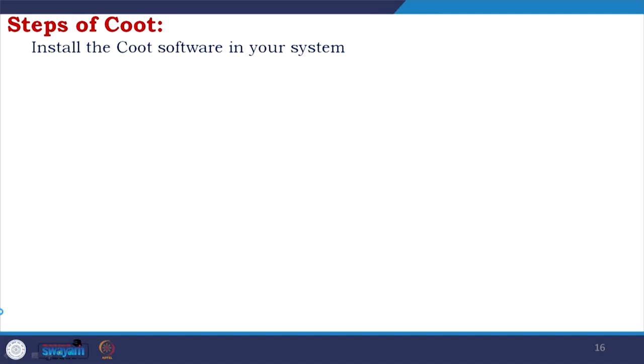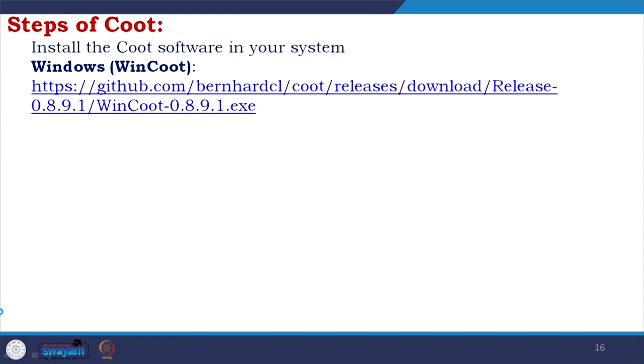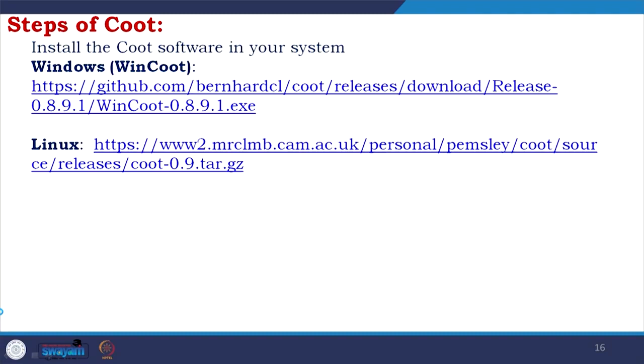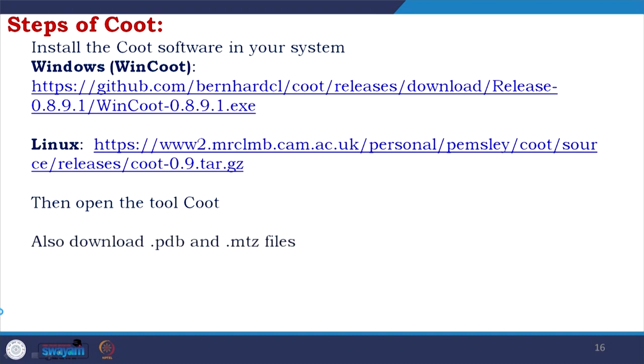How will we use Coot? First, you have to install the Coot software in your system. If it is Windows, then this is the link I have given, the exe file. If it is Linux, then the file would be available here. Once you have installed the Coot software, you have to open the tool Coot. In addition, you have to download, as I told, PDB.